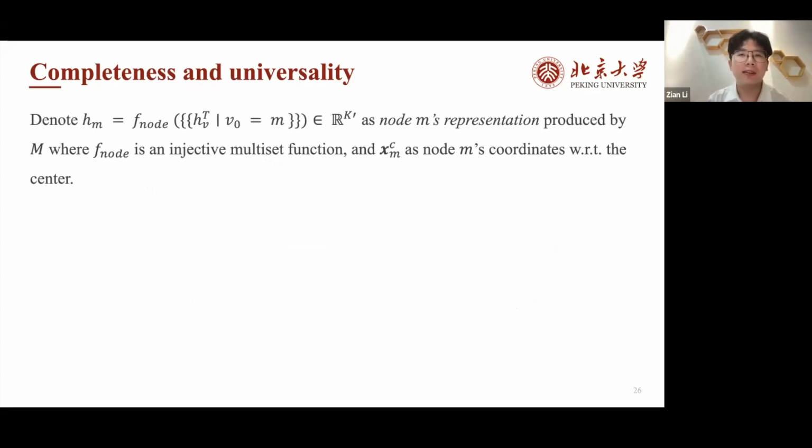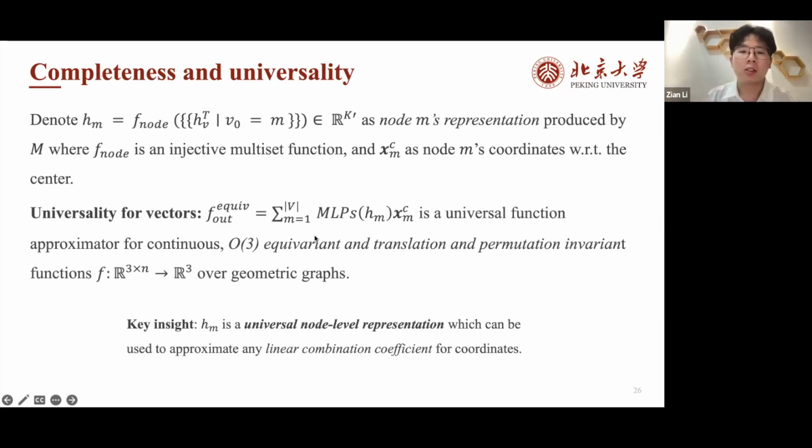And as we said in previous slides, we can use our scalar model to construct equivariant models by using the conclusions given by the paper named Scalars Are Universal. So let's first denote h_m as node m's representation, which is calculated by pooling all the tuple representations where the first index is m. You can use this node-level representation to construct the equivariant function, which is proved to be a universal function approximator for all the continuous O(3)-equivariant, translation- and permutation-invariant functions over geometric graphs.